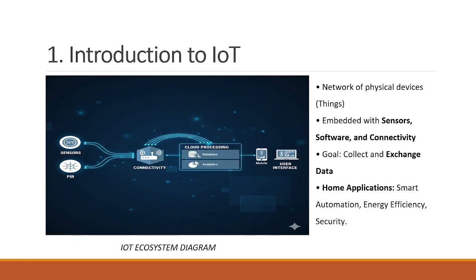Introduction to IoT. The Internet of Things refers to the network of physical devices embedded with sensors, software, and connectivity that enables them to collect and exchange data. IoT is revolutionizing how we interact with our environment. In homes, IoT enables smart automation, energy efficiency, and enhanced security. This project applies these IoT principles to create a practical smart home monitoring solution.